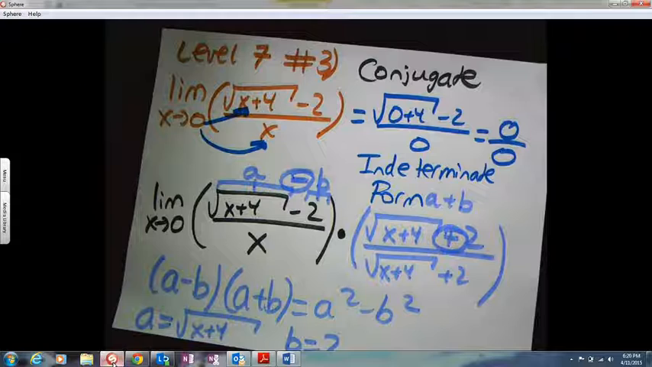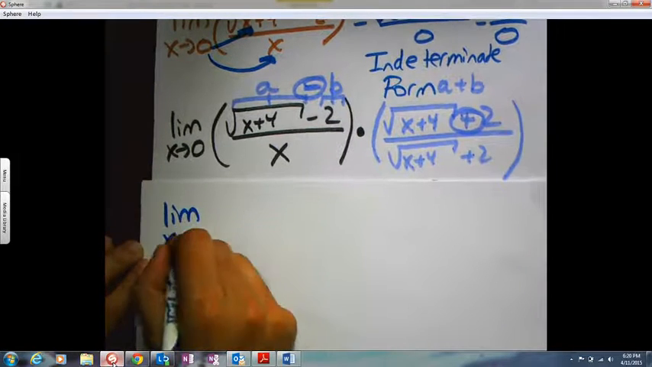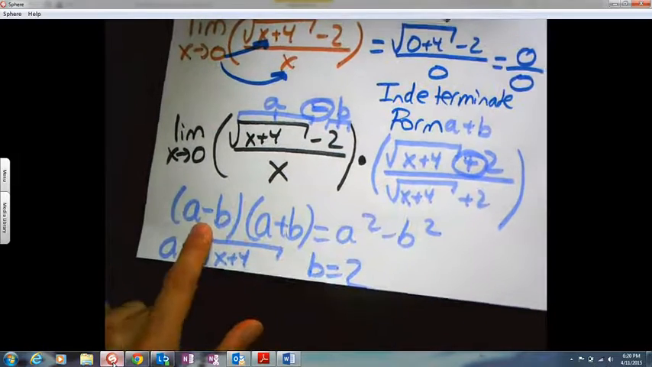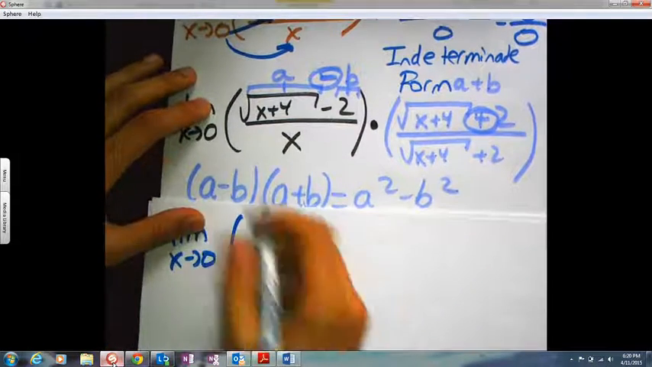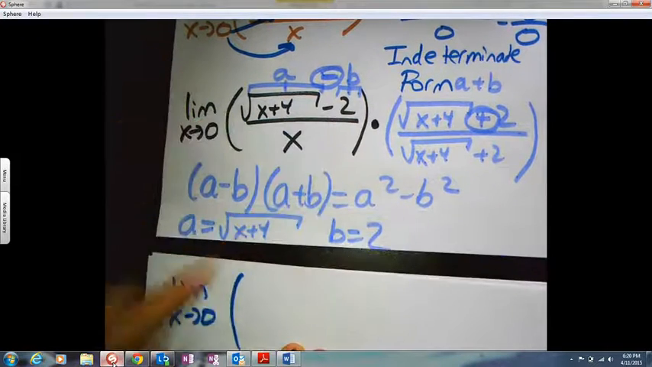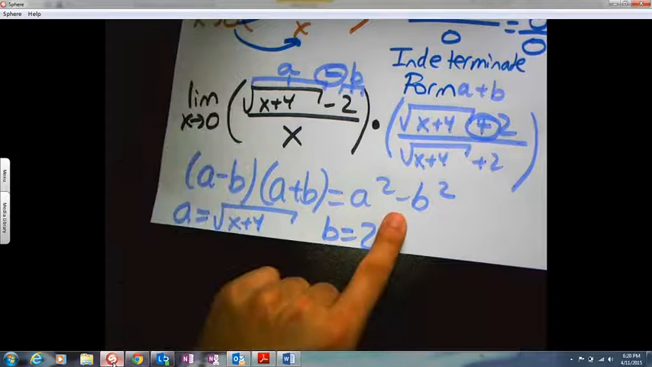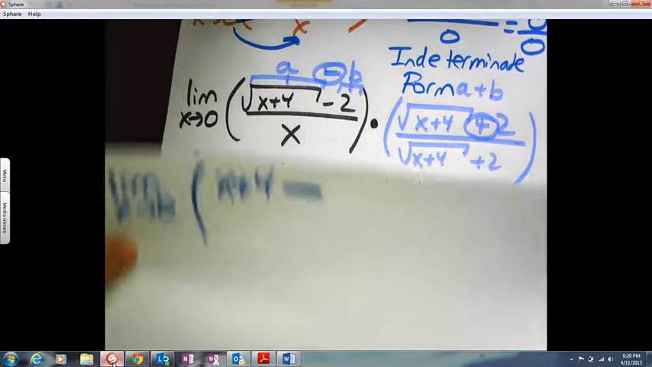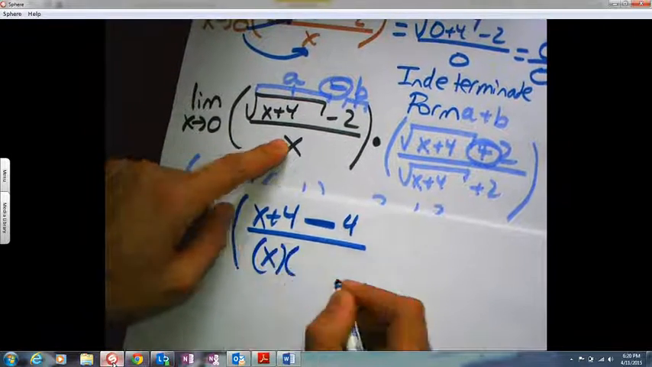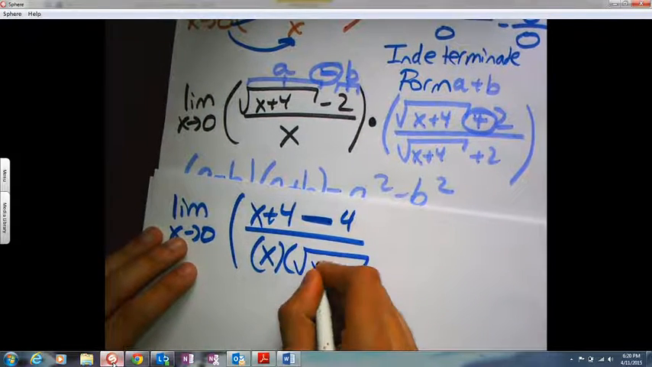So here we are. So we're going to get limit as x goes to 0, and remember we have on the top a minus b times a plus b. A minus b times a plus b gives me a squared minus b squared. So the top, this times this becomes a squared. Here's a, square root of x plus 4. So a squared is just x plus 4 minus b squared. B is 2, b squared must be 4. And on the bottom we had an x from before times this, because remember we're multiplying by fancy 1. There we have it.